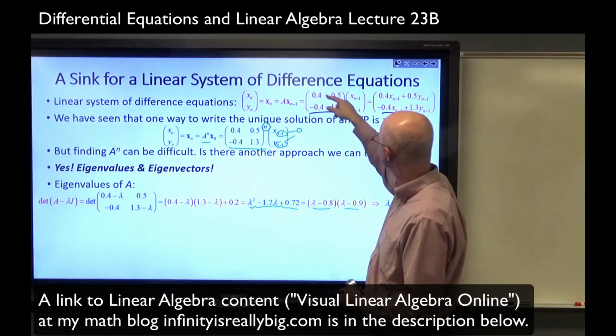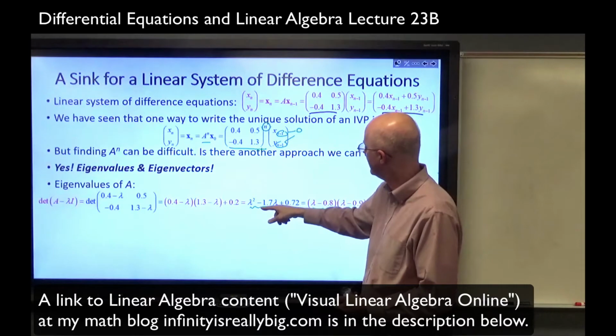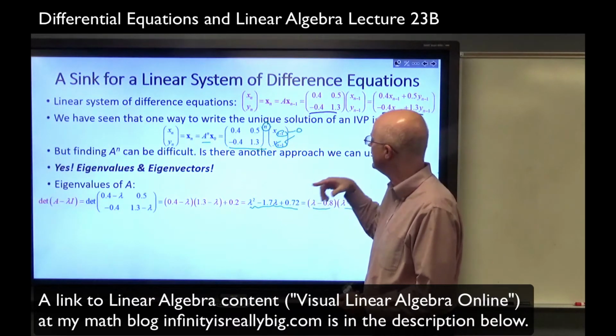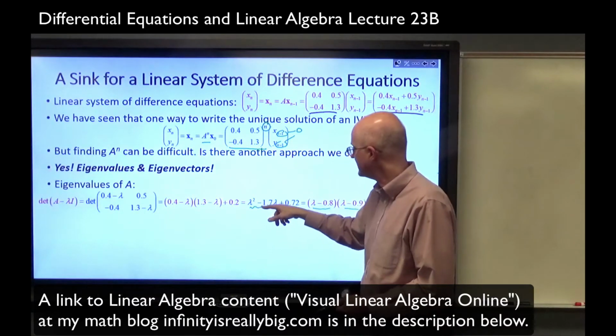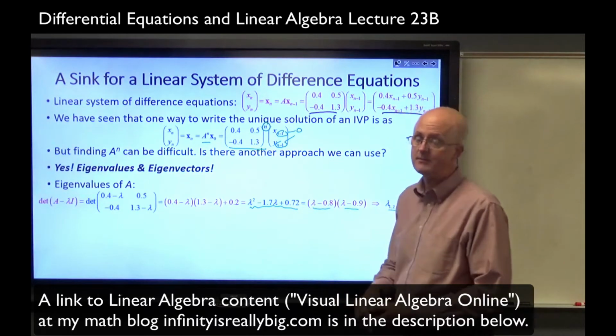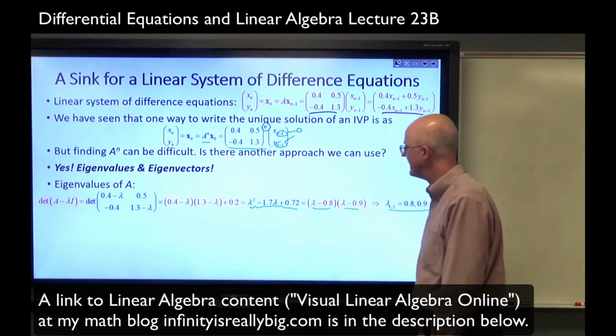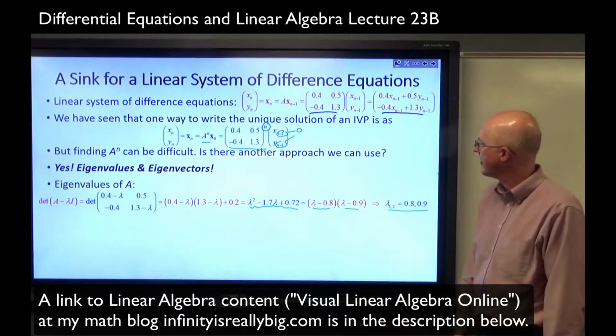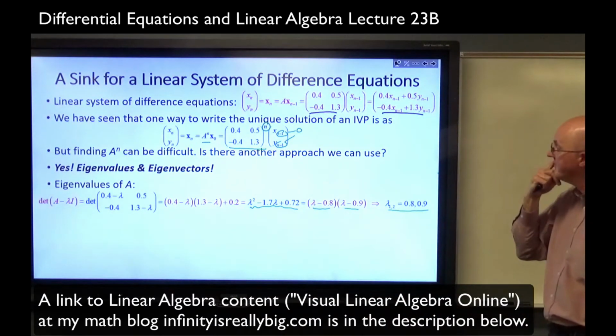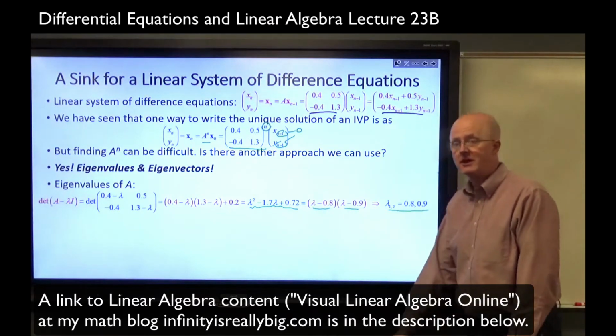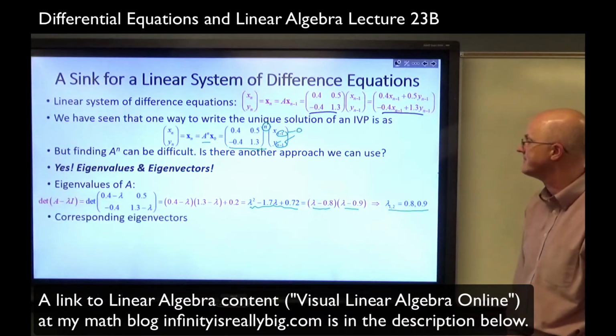Add up the entries on the main diagonal. 0.4 plus 1.3 is 1.7. Put a negative sign in front of it to get negative 1.7 lambda. This is still lambda squared minus the trace times lambda plus the determinant of the matrix. So you again can avoid this kind of stuff like I mentioned in lecture 23A and just jump right to this. Again, it's not so clear that you could factor it this way. If you wanted to, you could use the quadratic formula instead to get these answers.